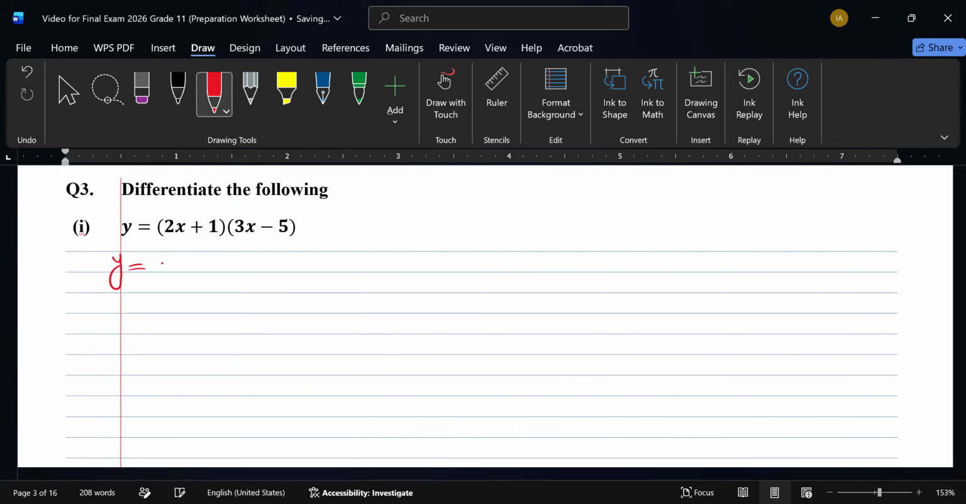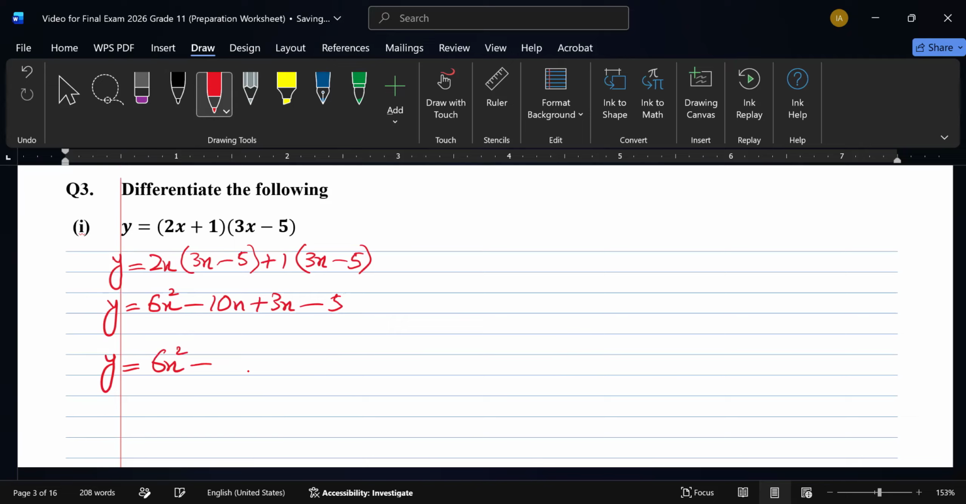Very simple. The first number is 2x multiplied by the second bracket. Then the first bracket we have 1 which is multiplied by the second bracket again. Let's simplify. It's going to be 6x squared minus 10x plus 3x minus 5. It's going to be y equals 6x squared minus 7x minus 5. But we need to differentiate the equation. Okay, so let's start differentiation.